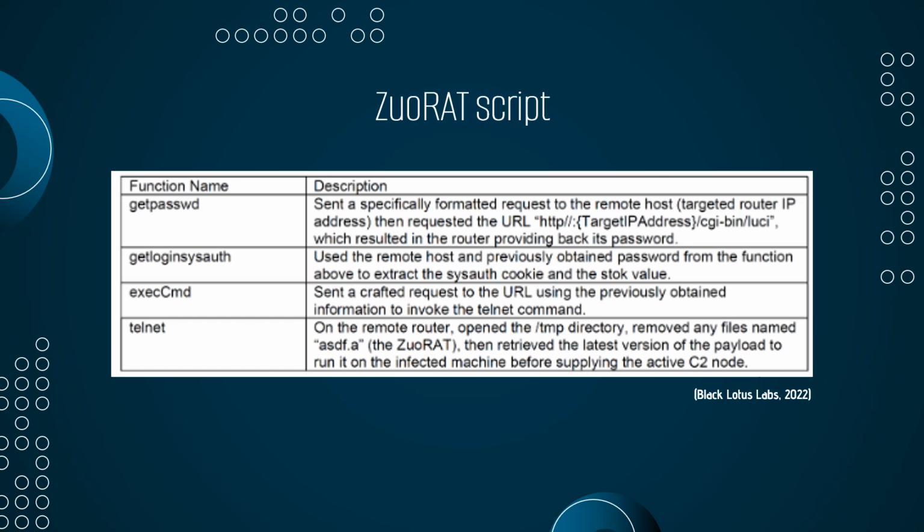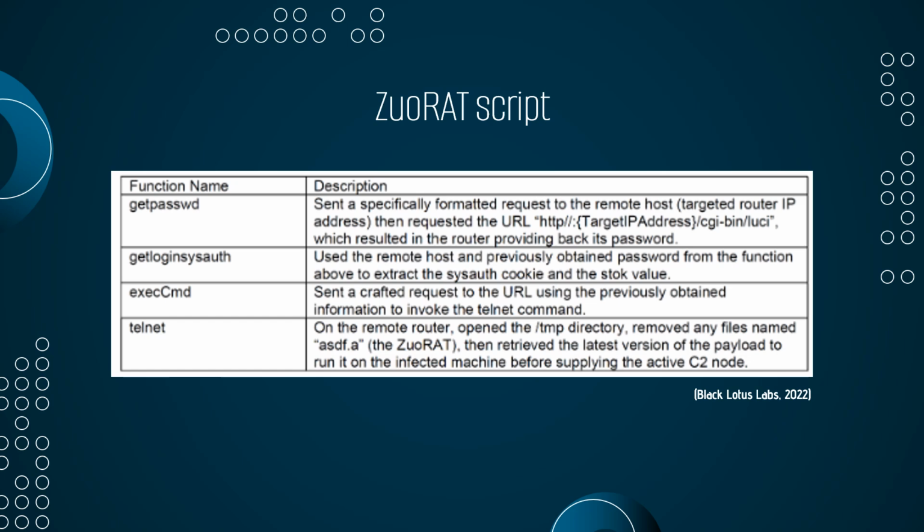The Python executable performs command line injection. The command line injection obtains authentication material and bypasses authentication. Once it has done that, it executes the telnet command to download ZuoRAT's agent. The router is now officially compromised.